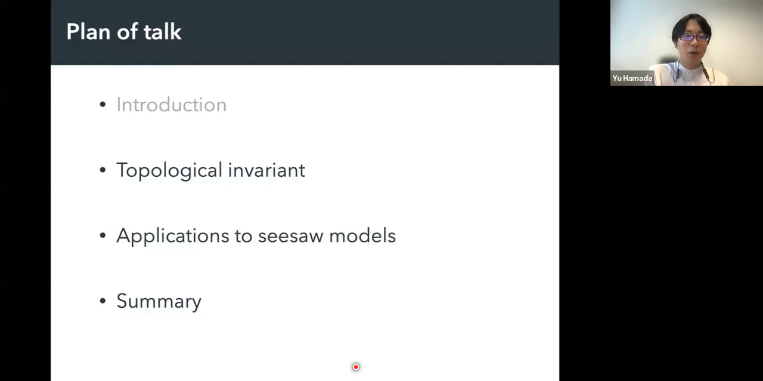So in the following, I will explain what is the topological invariant that we adopt. Afterwards, I will apply the topological invariant to some neutrino seesaw models. Then we will see that still the number of the zero modes does not change, and the Z string is still unstable in such models.